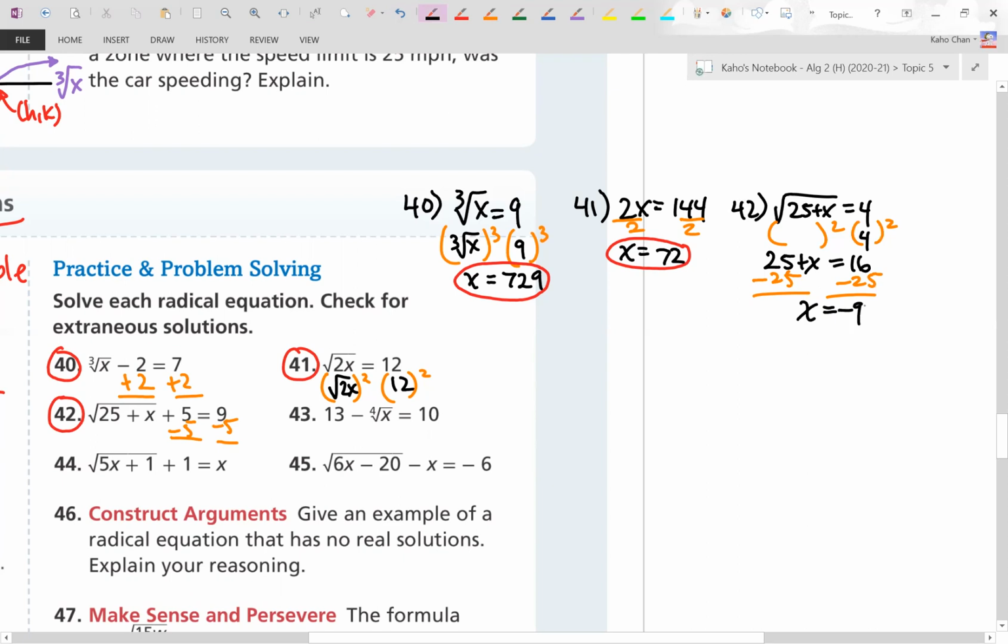And there's your answer. Check it though. -9 inside is 25 minus 9 is 16. Yeah, that works. Should always check, right? Should always check the answer. There's your answer.